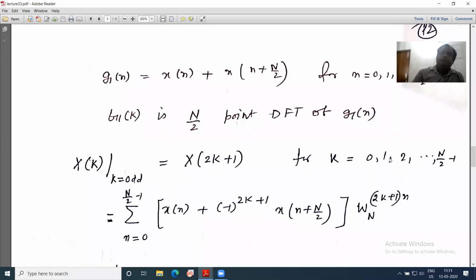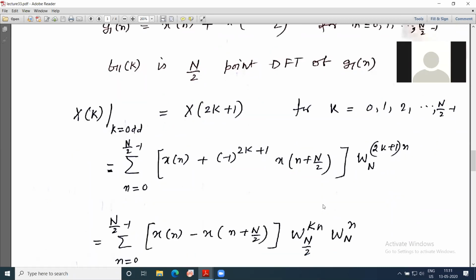Is it all right? Very good. Repeat once. Okay, let me repeat. What I am saying is that x of k, if I divide in two parts, odd and even, then you will be having an equal number of points over there.